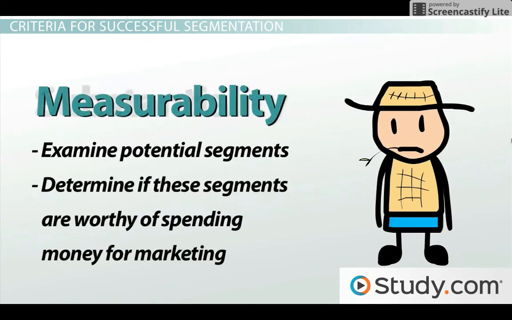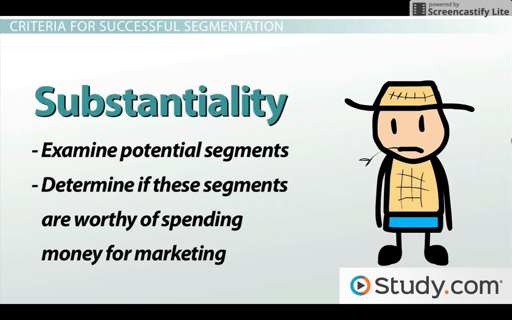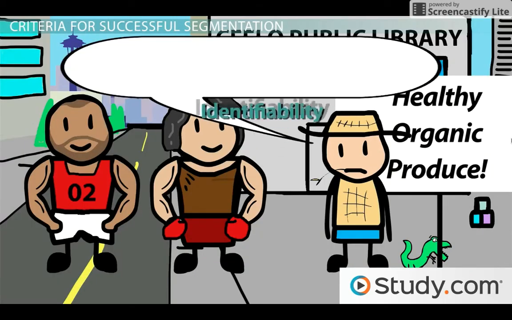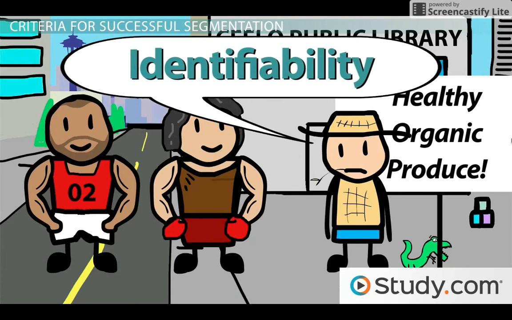Farmer Joseph must examine his potential segments and see if they're large enough to be worthy of advertising dollars. He must also feel confident that spending marketing dollars on promoting to a segment will result in enough sales. Farmer Joseph also must be able to identify his segment.